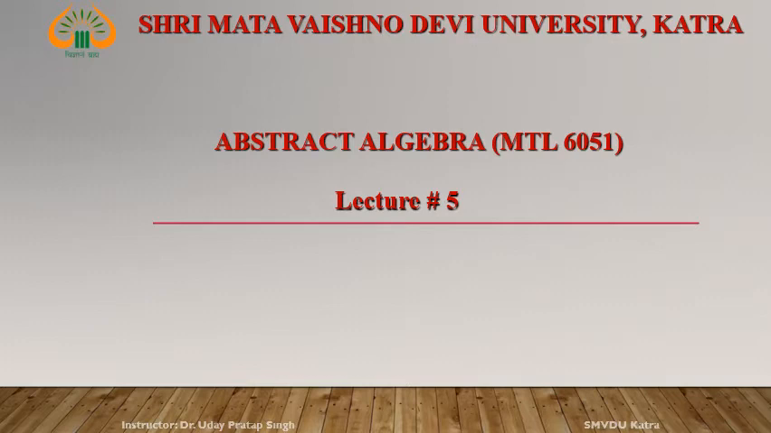In this lecture, we are going to discuss the order of an element, the Cartesian product of groups, the problems related to the Cartesian product of groups, the order of an element in the Cartesian product of groups, and group homomorphism and group isomorphism, and examples related to homomorphism and isomorphism.